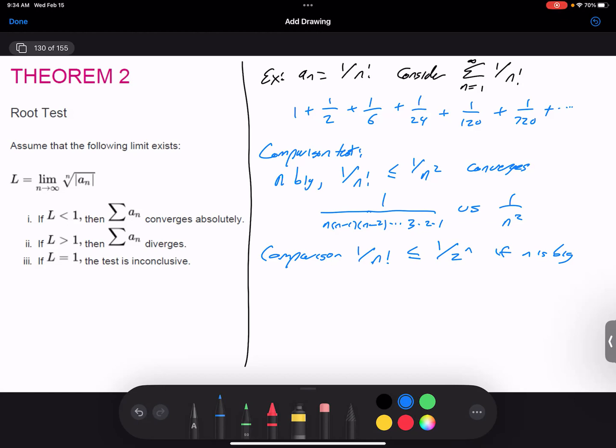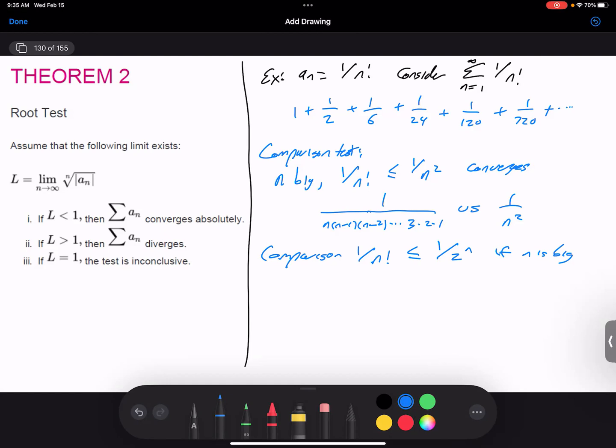So 1/6 is greater than 1/8. All right, what about the next one? 1/24 versus 1/16. Finally, at that point, 1/24 is less than 1/16. And the next one, 1 over 120 is less than 1 over 32. So eventually, 1 over n factorial will be less than or equal to 1 over 2 to the n.